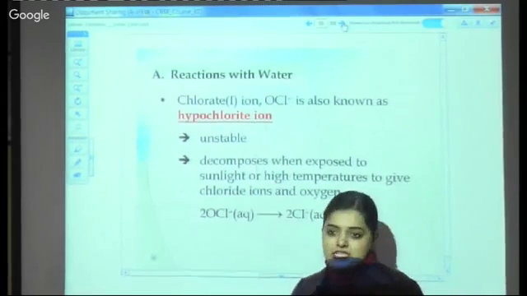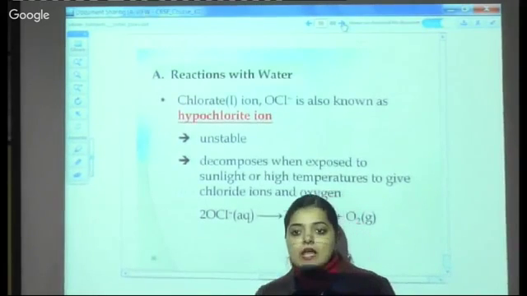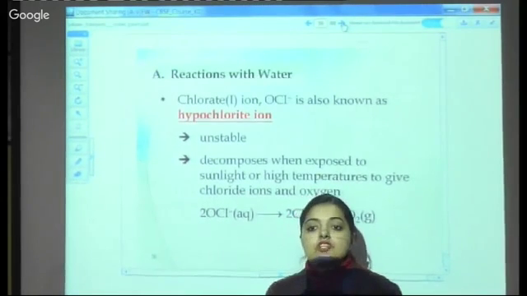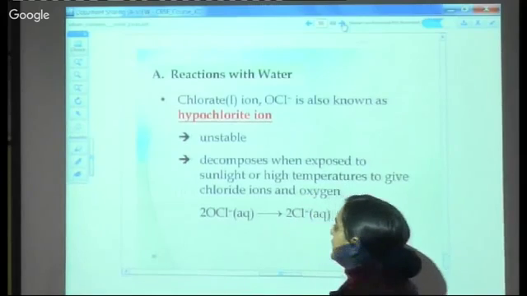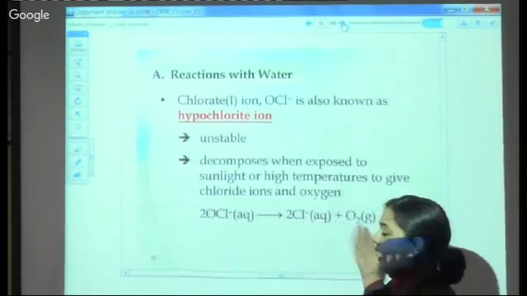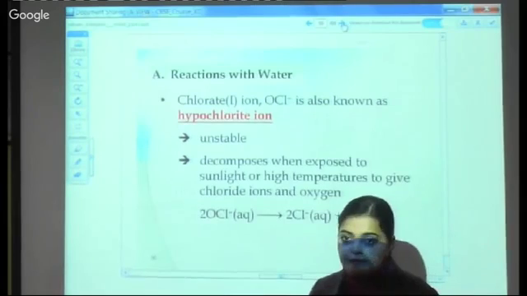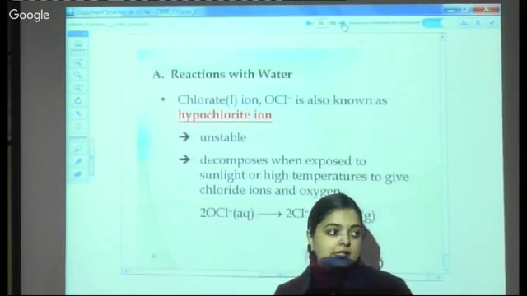very unstable. In the presence of sunlight, or when the temperature is increased, it actually decomposes to form HCl and oxygen. It gives oxygen back again. Fine. But next slide, please.